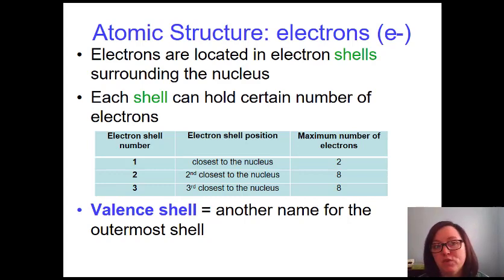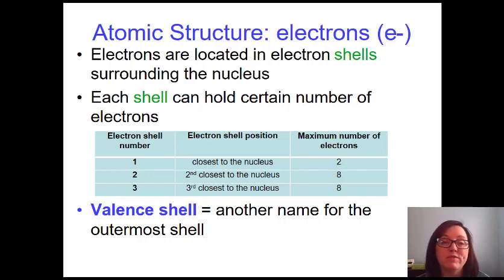A little bit more on electrons before we go. Electrons are located outside of the nucleus in areas called shells. We have a certain number of shells for each atom, and each shell can hold a certain number of electrons. The first shell is the shell that's closest to the nucleus, and it can hold 2 electrons. The second shell is second closest to the nucleus, and it can hold 8 electrons. The third shell is third closest to the nucleus, and it can also hold 8 electrons. In this class, we rarely go beyond the third shell, so we're not really going to look at that.